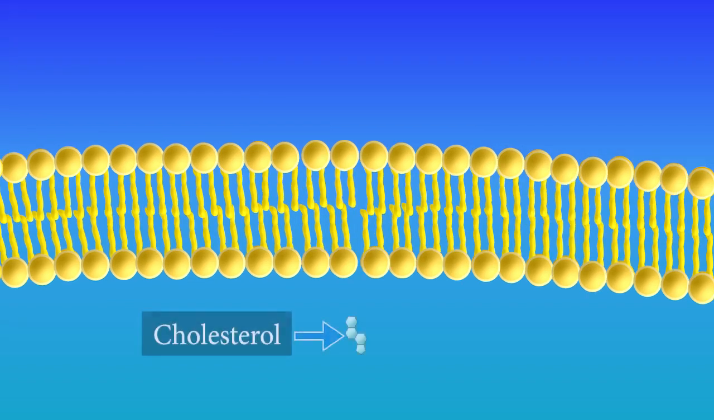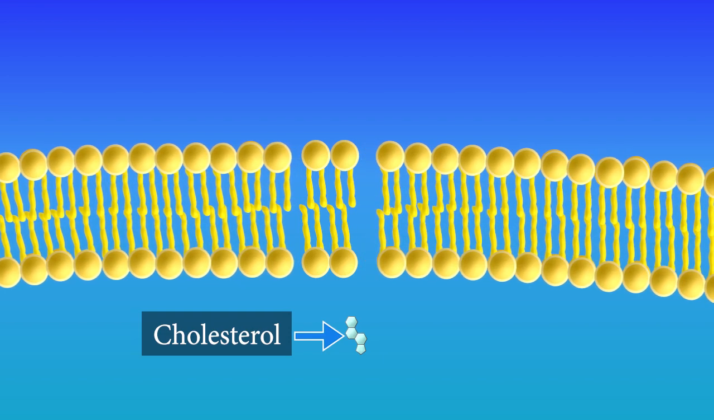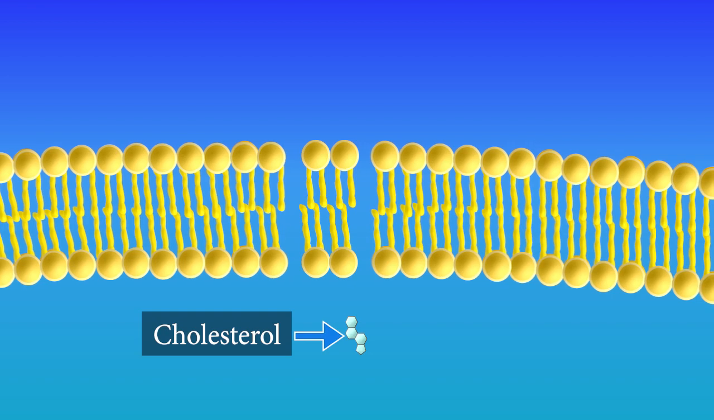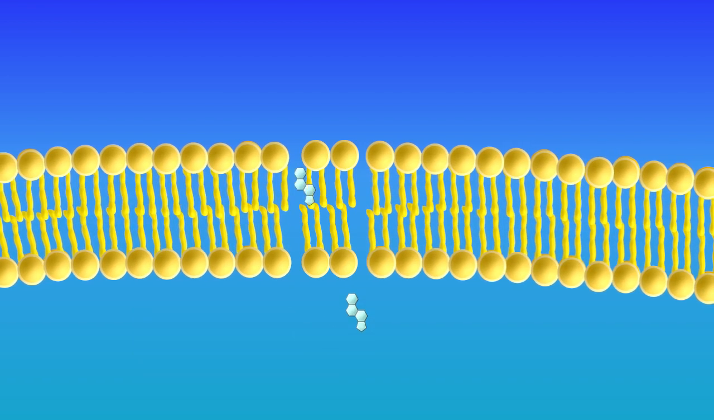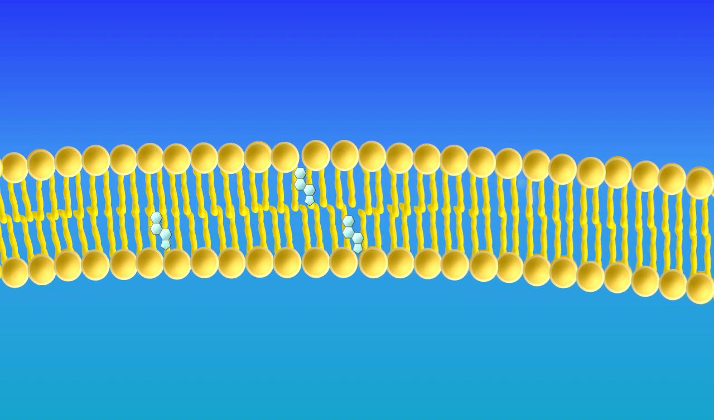A second membrane component is cholesterol. Although people often think of cholesterol as a bad thing, it's actually a very important part of cell membranes, where it helps to stabilize the membrane and make it better at controlling what can pass through it.